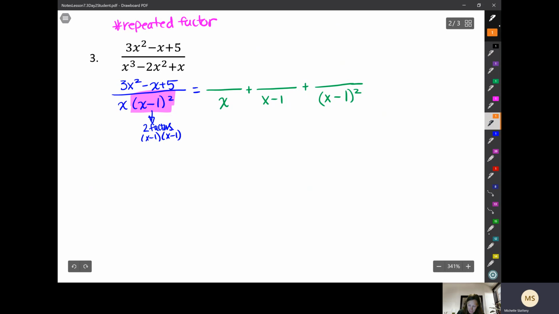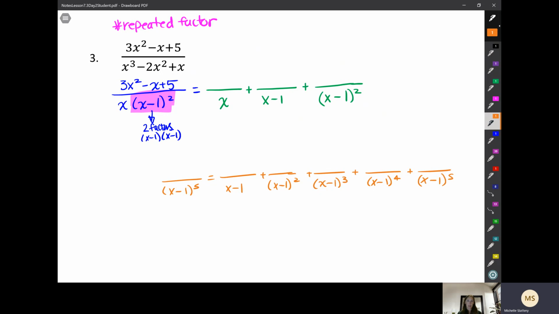If, for example, let's pretend here for a second, we had an x minus 1 to the fifth, then we would have one denominator of x minus 1, then a second denominator of x minus 1 squared, then a third denominator of x minus 1 cubed, then a fourth denominator of x minus 1 to the fourth, and we would go all the way up to x minus 1 quantity to the fifth. Okay, so that's how you work with a repeated factor.